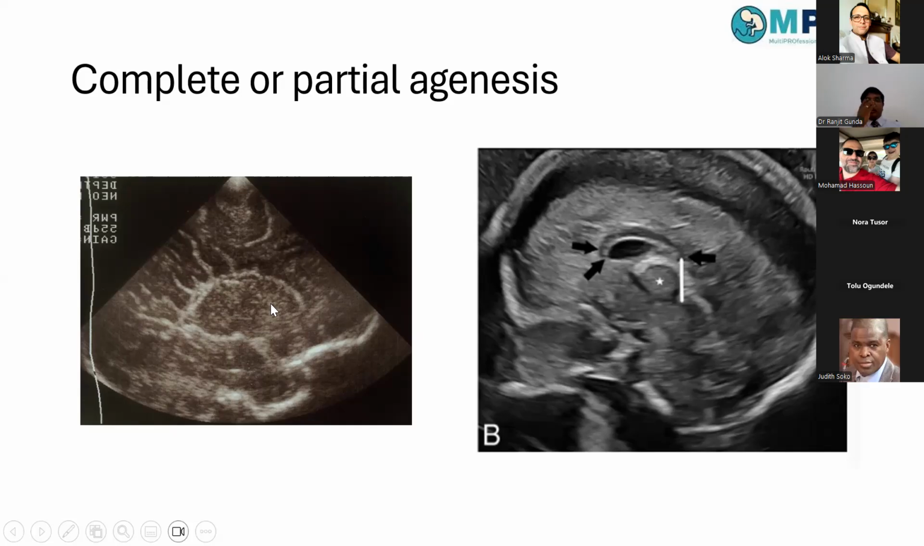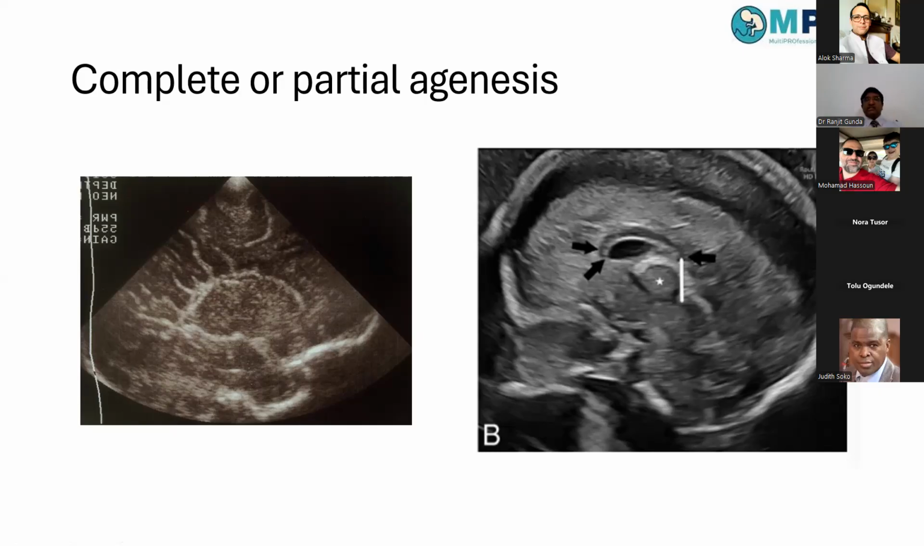So when you look at an absent corpus callosum, it can be associated with an absent cavum septum pellucidum. We need to look at the gyral pattern in the midline view, whether it's absent, partial agenesis or full agenesis, and whether there's splaying of the lateral ventricles. All these together help us to identify corpus callosum agenesis. And it is very much associated with other congenital anomalies, including Dandy-Walker syndrome and also septo-optic dysplasia.